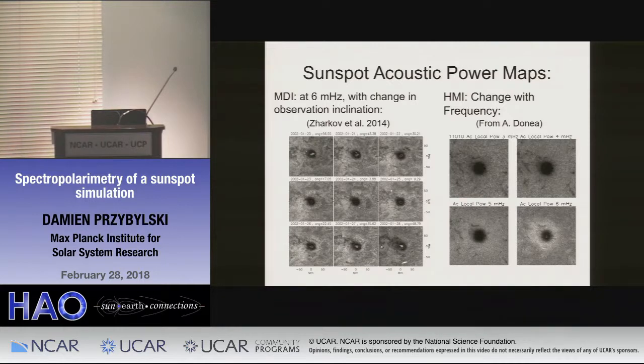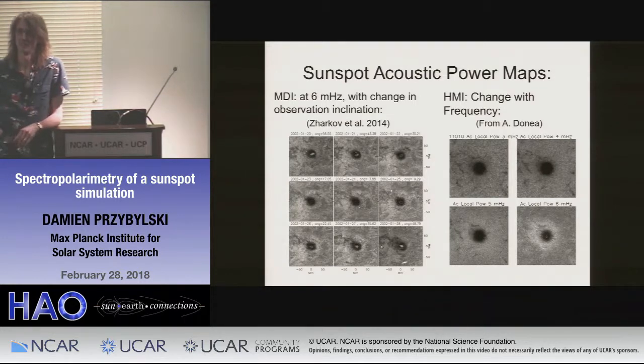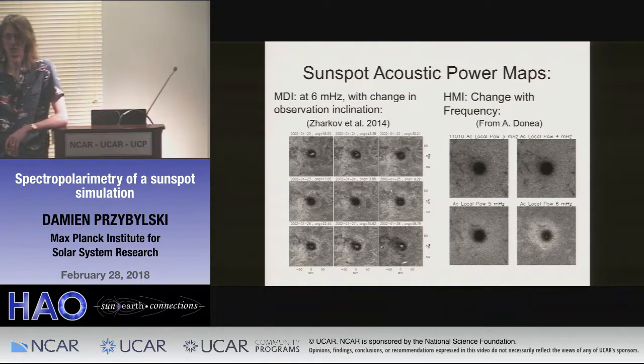It changes the side of the umbra. Whereas this one looks a bit... so it's hard to tell. Every observation I've seen of a sunspot like this, or at least many, many of them, have this ring in the middle. I don't know if a lot of people mask them or ignore them, but it's not something that has been talked about before.